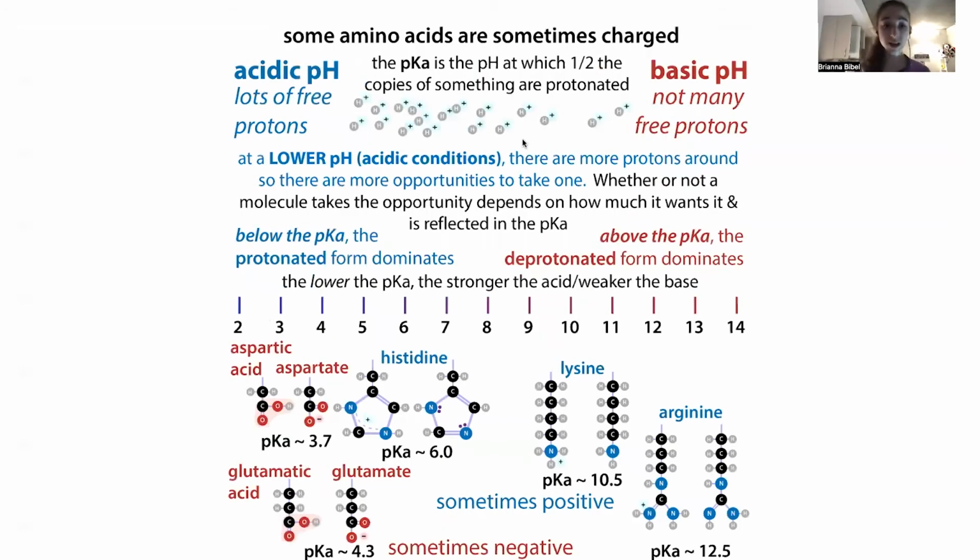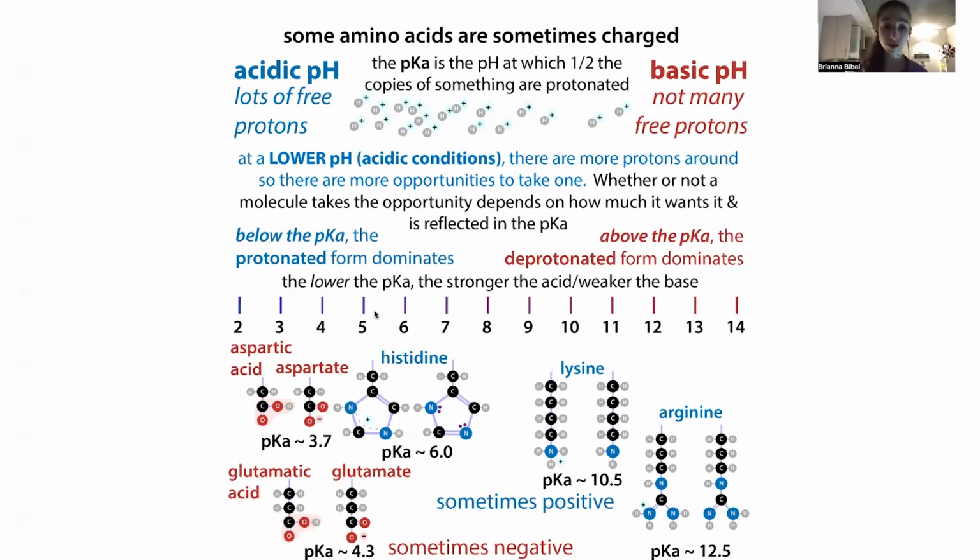This matters because when there's more protons around, molecules that have a protonatable group, so molecules that can take a proton, will take a proton if there's one around. Whereas if there's not many protons around, then they won't. Their tendency to do this also depends on how much they want the proton, which comes from a term called the pKa. That's a measure of the acid strength.